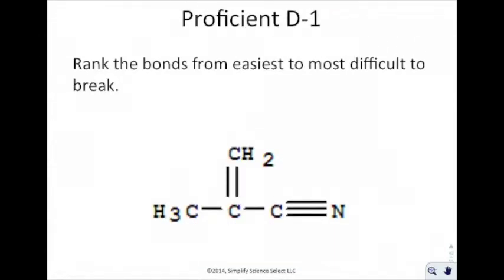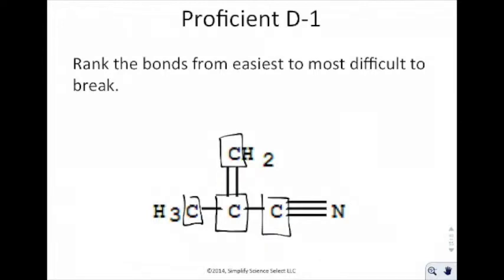Okay, here's an example question. It says, rank the bonds from easiest to most difficult to break. So if we're looking at this, we're going to start with what we call the central atoms. This is one of the central atoms. This is a central atom. This is a central atom, and this is a central atom.